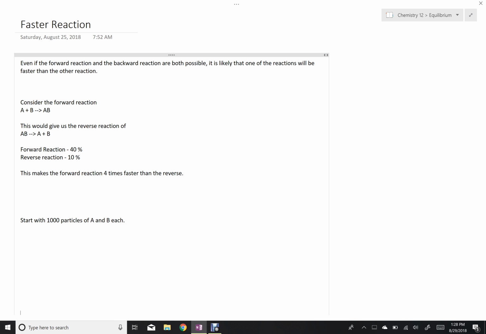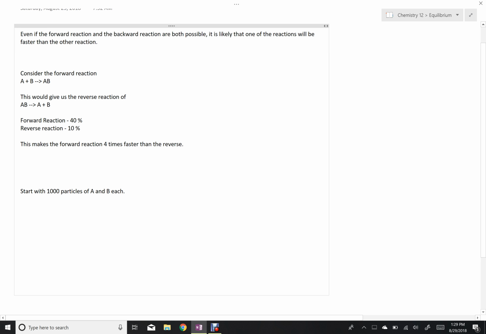And we're going to say the forward reaction is favored. It happens 4 times faster than the reverse, and we're going to say, just to give us some numbers to work with, that 40% of the particles will undergo the forward reaction, and the reverse reaction, 4 times slower than that, means 10% of those will do that. So let's just look at this mathematically and see how this equilibrium sorts out. See how the populations of A, B, and AB end up at equilibrium.